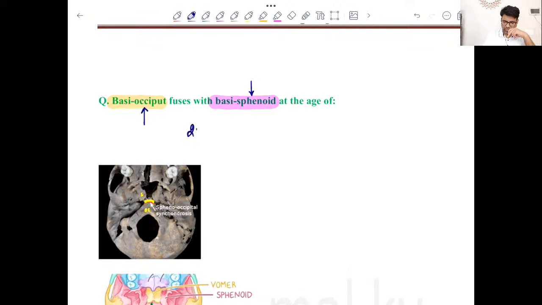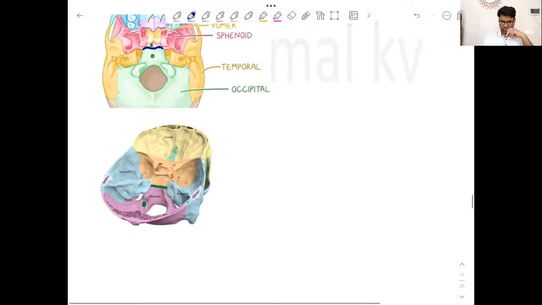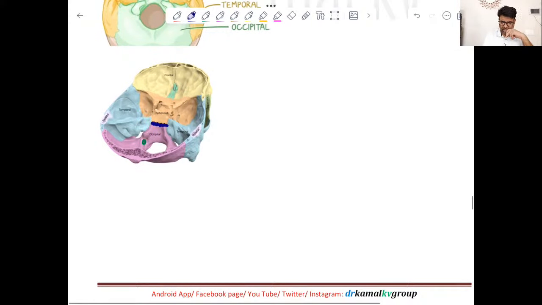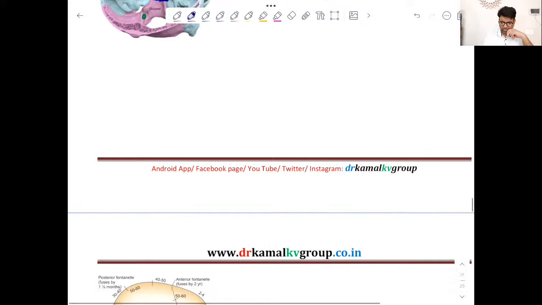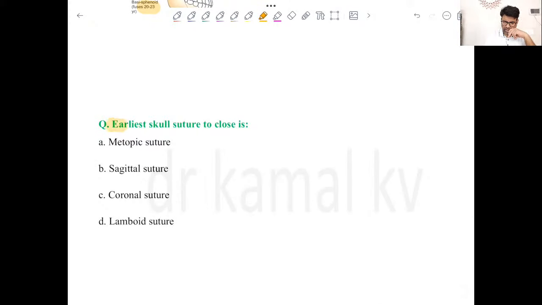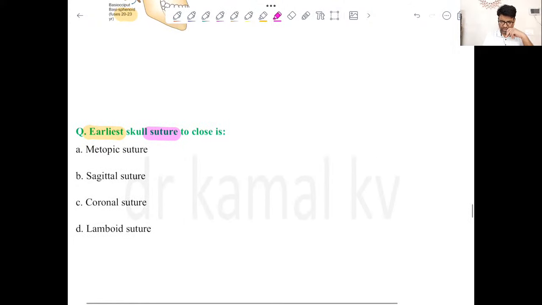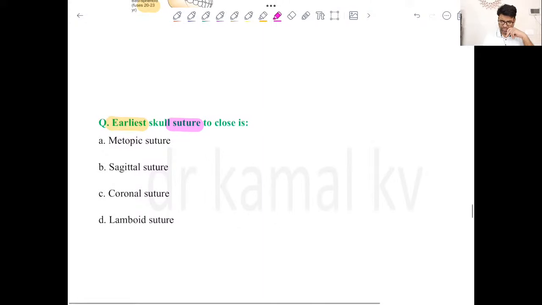And yes, the answer is 20 to 22. So somewhere between 20 to 22 years, it fuses. They are two separate bones, but then they become one single piece of bone. So the answer is between 20 to 22 years. Okay. Now the next question is the earliest skull suture to close. Yes, any idea what this is? What is the answer to this question?